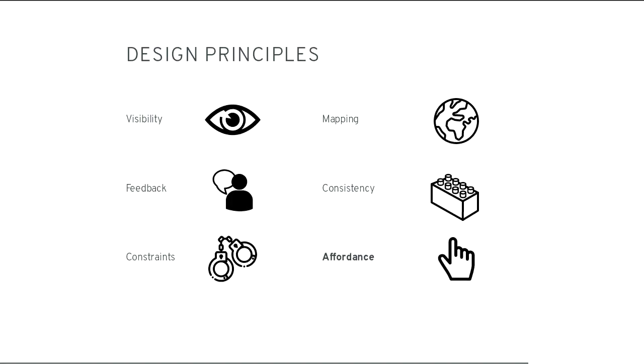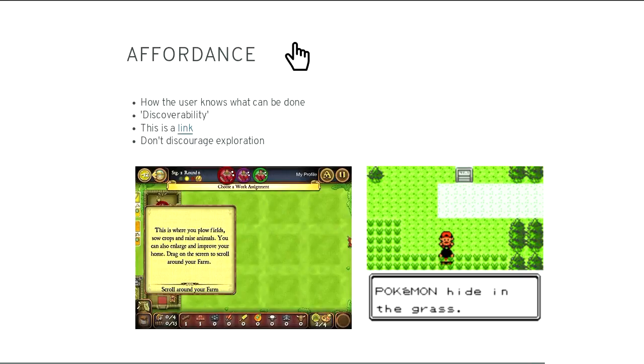The last one I have today is affordance. This is how the user can tell how to interact with a thing. It's also called discoverability. An example here is that link. You can easily tell what you can do with it. You can click it because it's blue and underlined and all that.